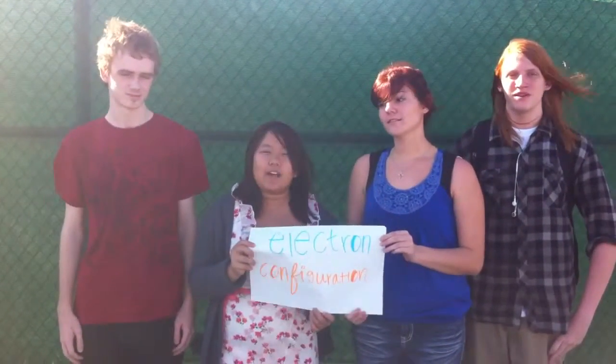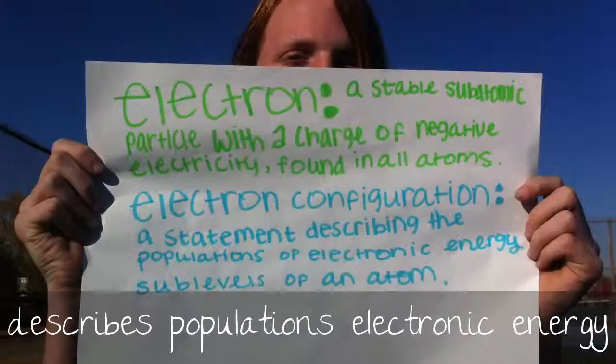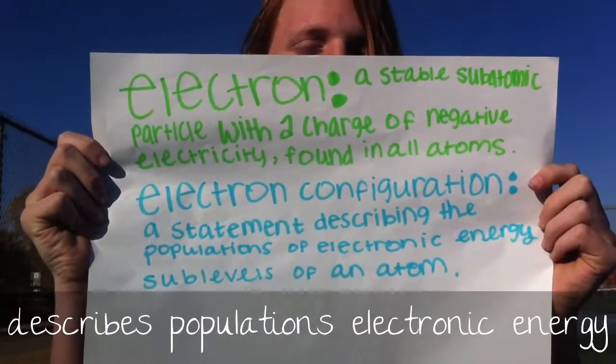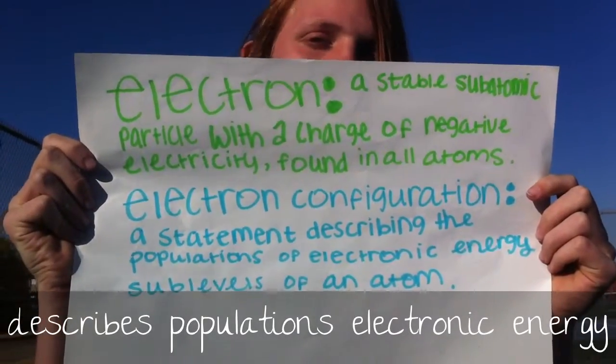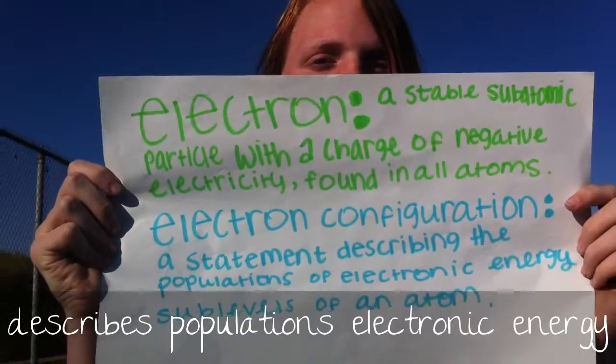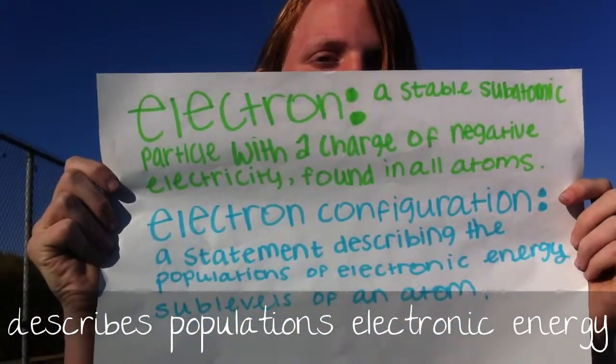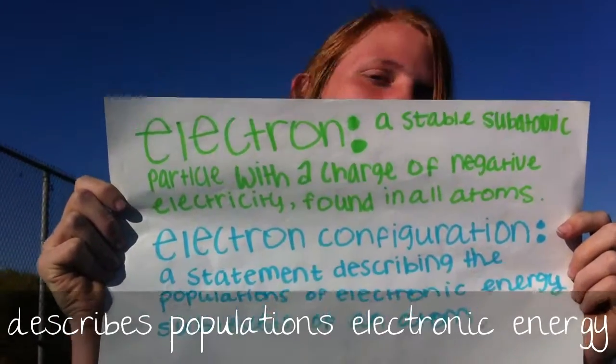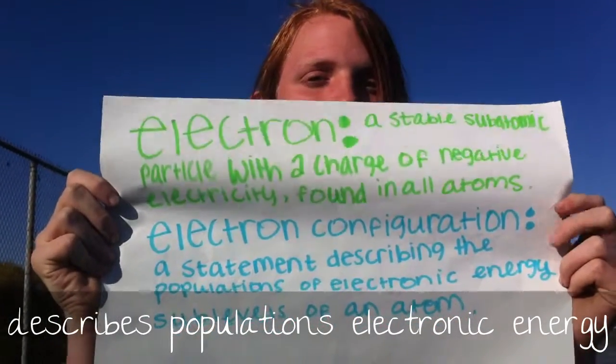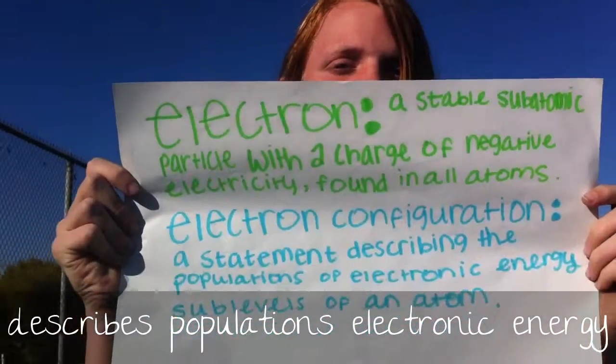And we're teaching you about electron configuration. An electron is a stable subatomic particle with a charge of negative electricity found in all atoms. Electron configuration is a statement describing the populations of electronic energy sublevels of an atom.